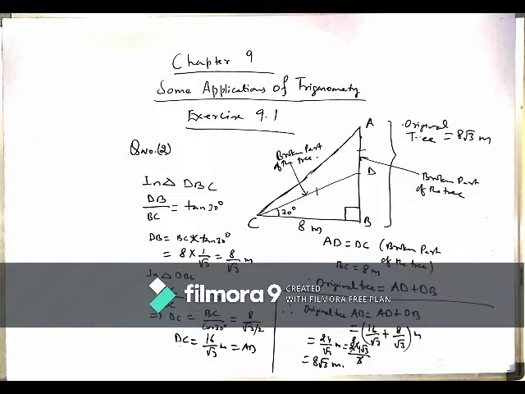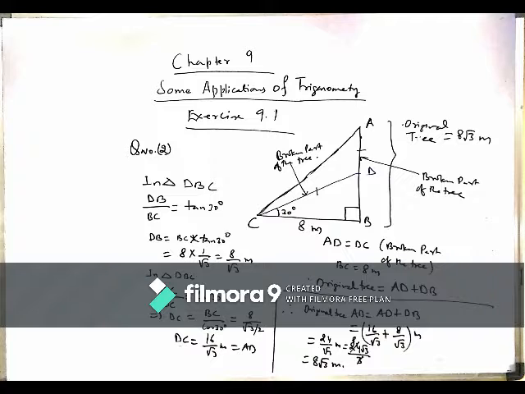Okay, so both of them will be equal. If we are in a position to find out AD and DB separately, then we will be adding and we will be getting the height of the tree. So again, we are going to utilize the same ratios.